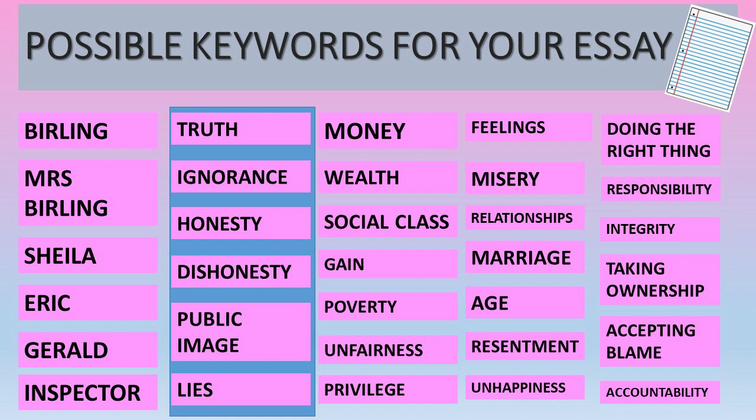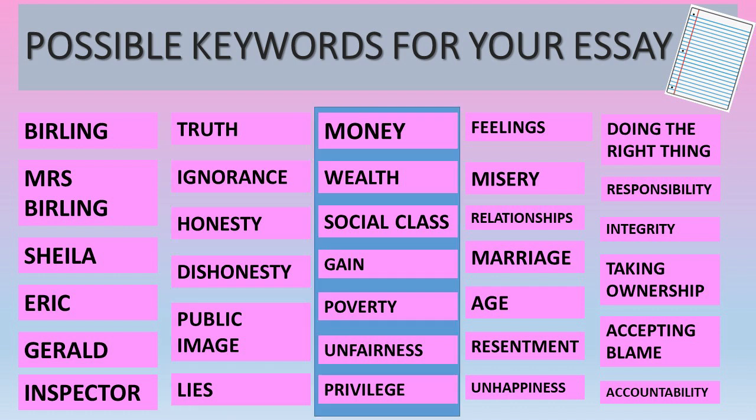If you think about this list here: truth, honesty and dishonesty, lies, ignorance, and your public image, the way that you present one thing to the public but privately you're very different. Those are all really about the same thing. They're pretty linked. So if you understand that the play is about truth, you've got all of those bases covered.